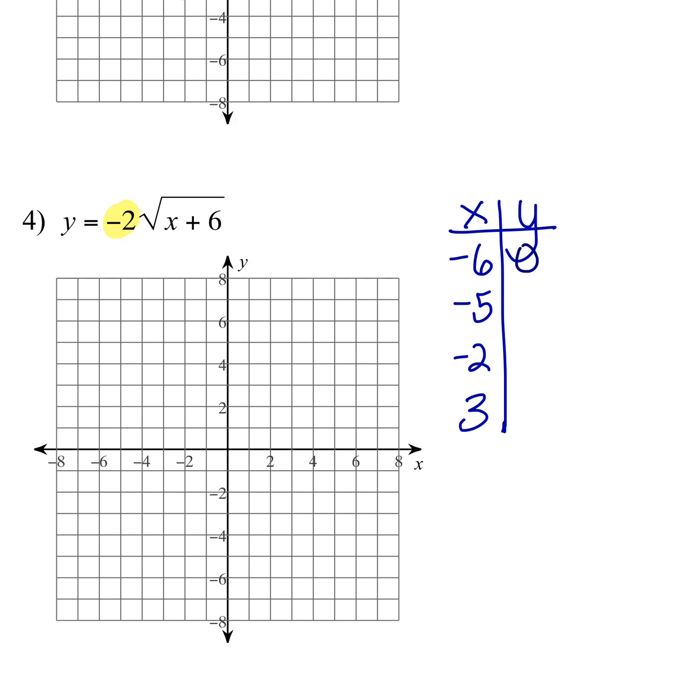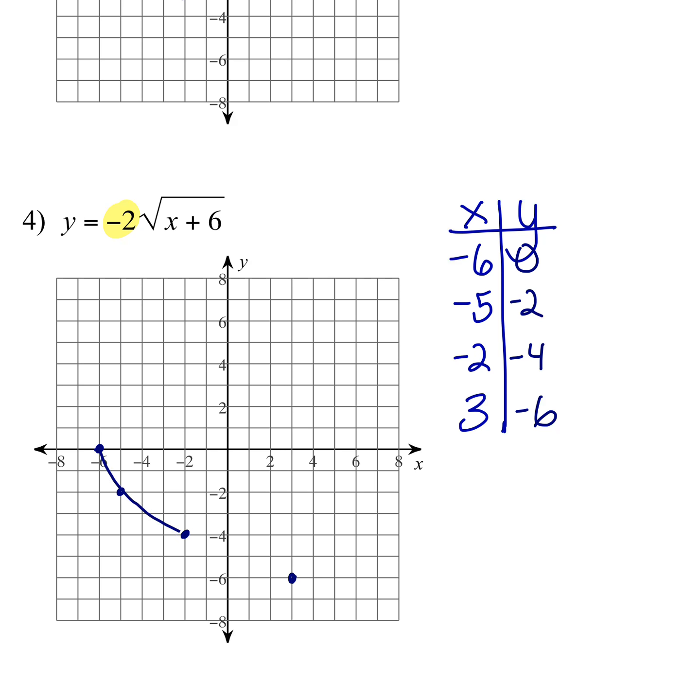The second value I'd see would be -2. The next value would be -4. The next value would be -6. And like I said, I'm just getting these from the table. So then I would plot my values: -6, 0, -5, -2, -2, -4, and 3, -6.